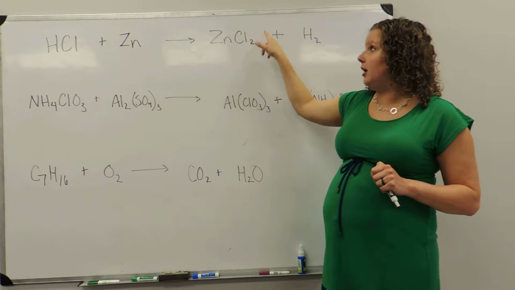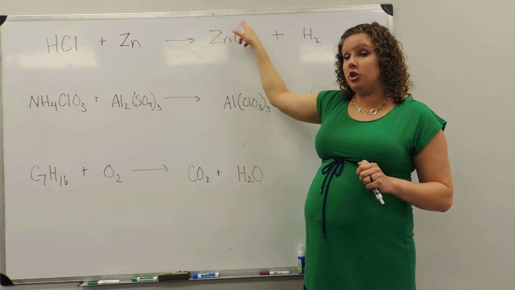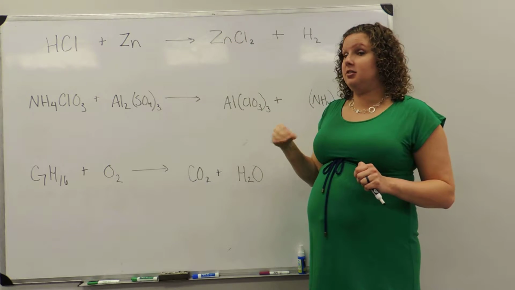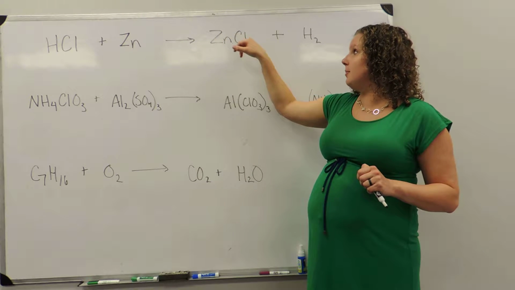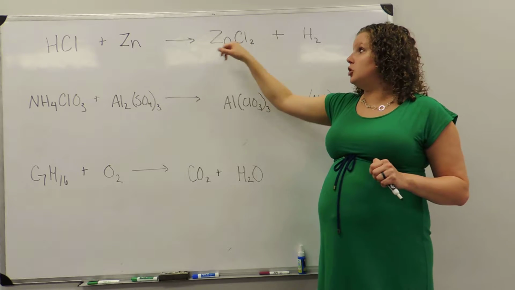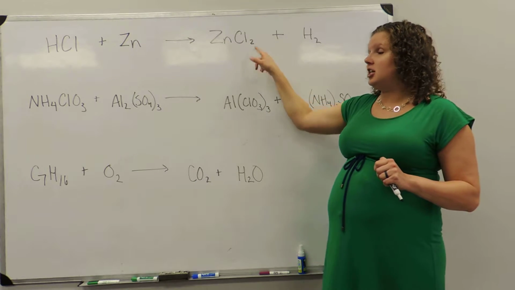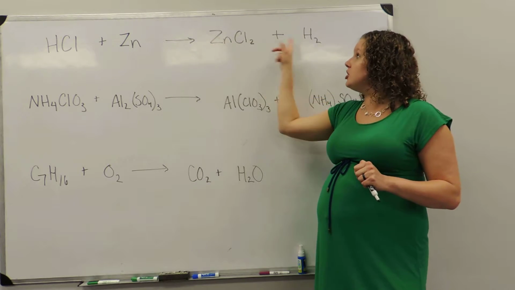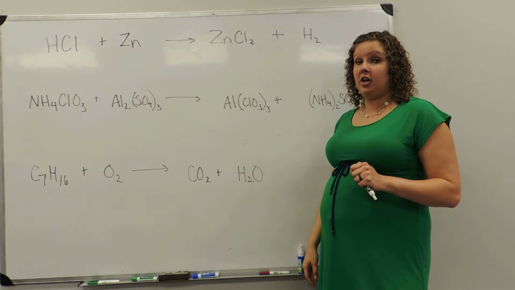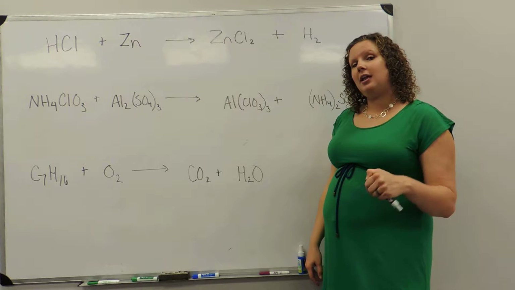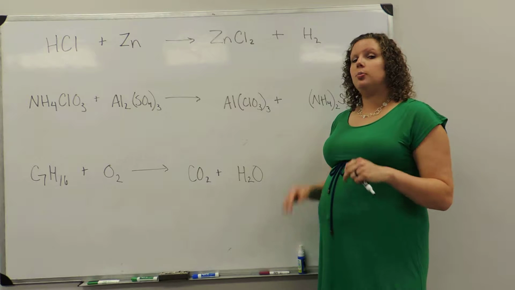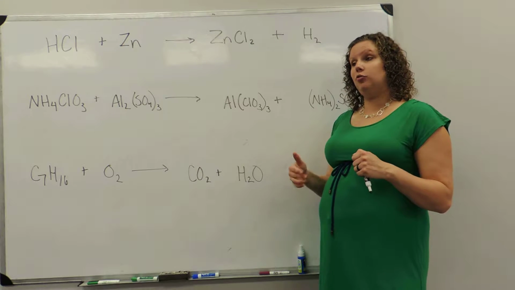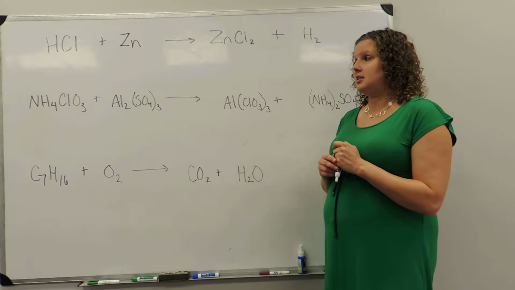Remember, the subscripts are there to make sure that the charges add up together to be 0. Zinc is +2, chlorine's -1, so together I needed 2 chlorines to make that 0. So I cannot change these subscripts. All I can do is add coefficients in front of the compounds or elements. Also, I would highly recommend doing this with a pencil because you're probably going to be erasing some and then rewriting it. So just know that's part of the process.